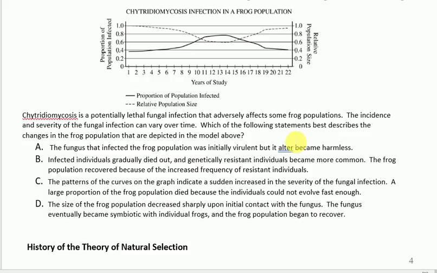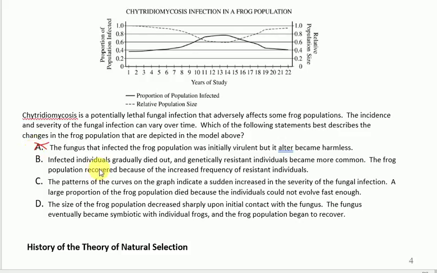Okay, so A says the fungus that infected the frog population was initially virulent, but it altered to become harmless. Well, we know that's not true because they just told us it was deadly. Let's see. So B says the infected individuals gradually died out and genetically resistant individuals became more common. The frog population recovered because of the increased frequency of resistant individuals.